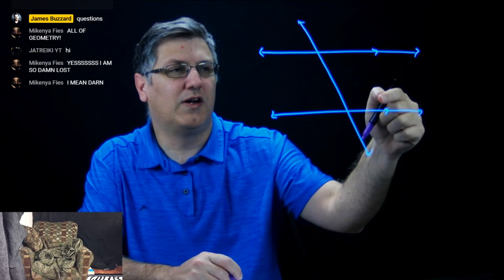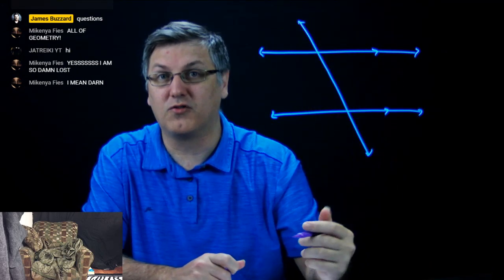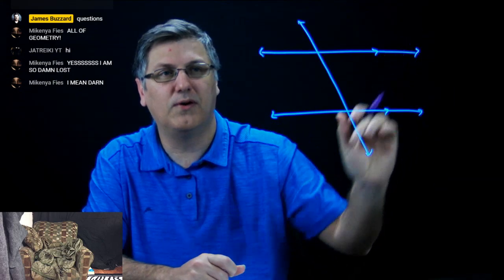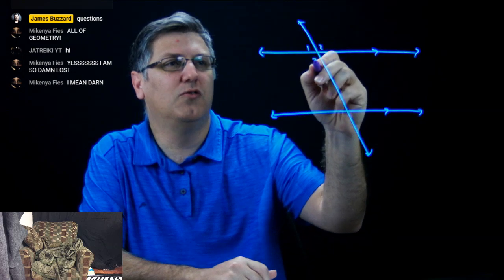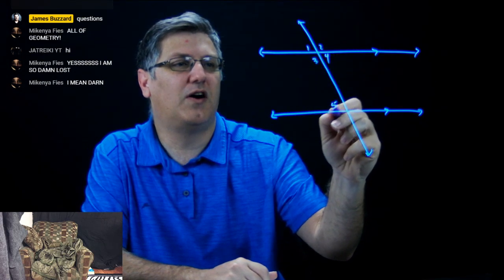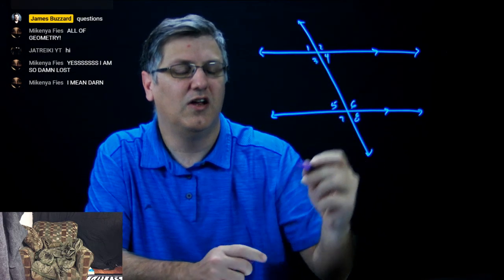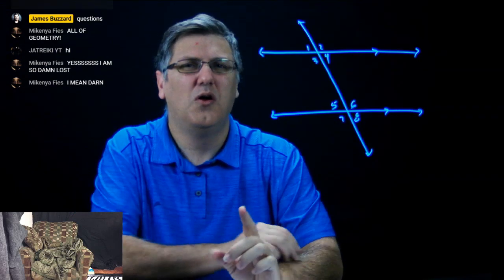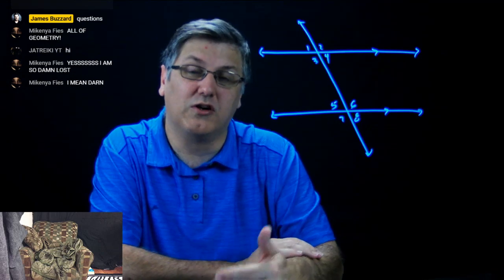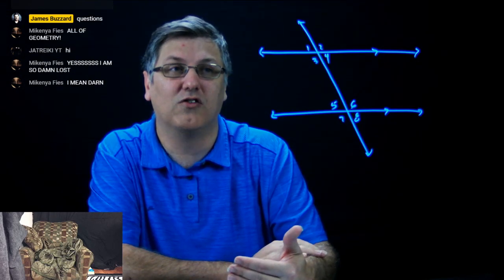So I have two lines that are parallel, and it's cut by a transversal. This part's the transversal. These are your parallel lines. And then we have angles 1, 2, 3, 4. Let's call this 5, 6, 7, and 8. Now we did this last semester, where we talked about which angles are congruent and which angles are supplementary, and we used that idea to set up algebra equations.